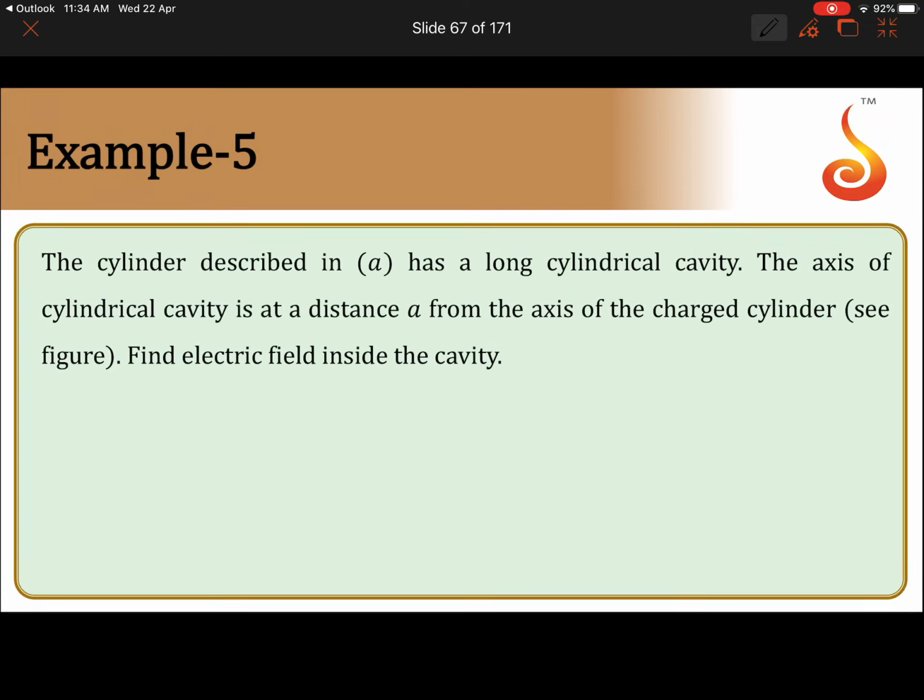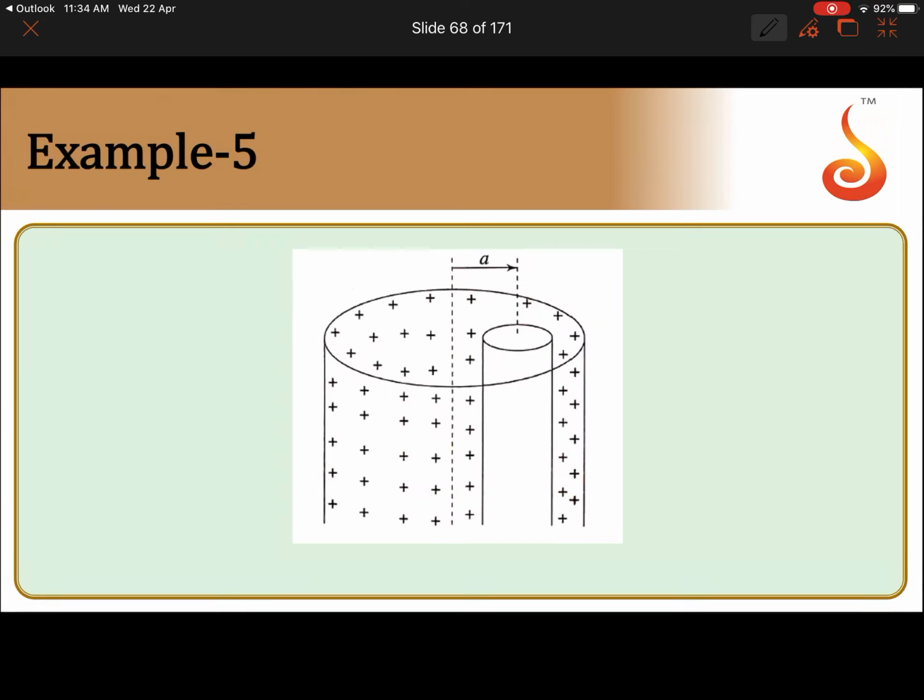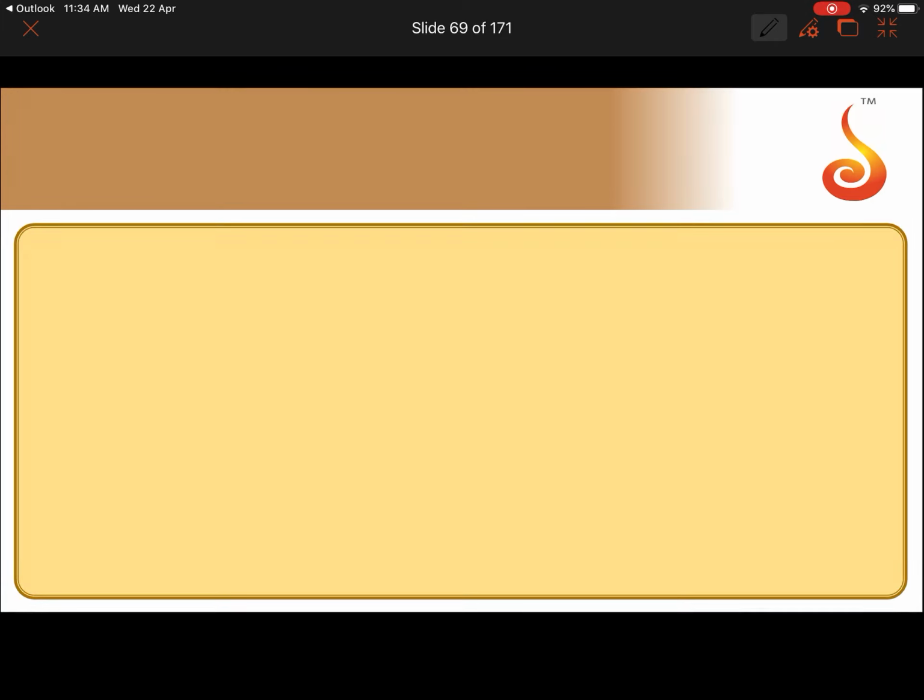Now the cylinder described in A has a long cylindrical cavity. The axis of the cylindrical cavity is at a distance a from the axis of the charged cylinder. Find the electric field inside the cavity. This is the cavity. So this can be found using the principle of superposition.